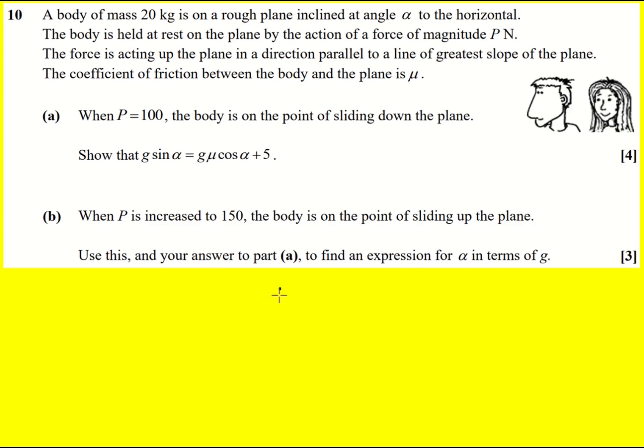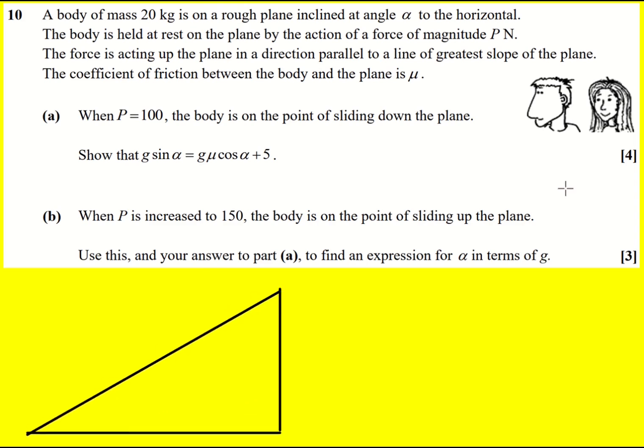Let's get this problem set up. So here's my slope, and I'll put it here. The body, the angle is alpha here. That's the angle to the horizontal. Then we need to think about what forces are acting on the body.